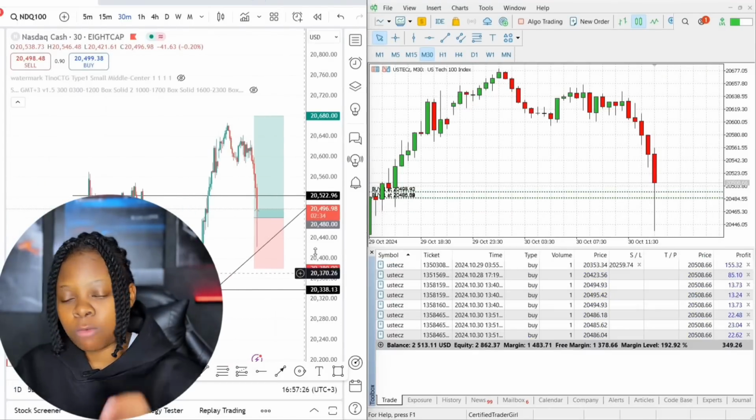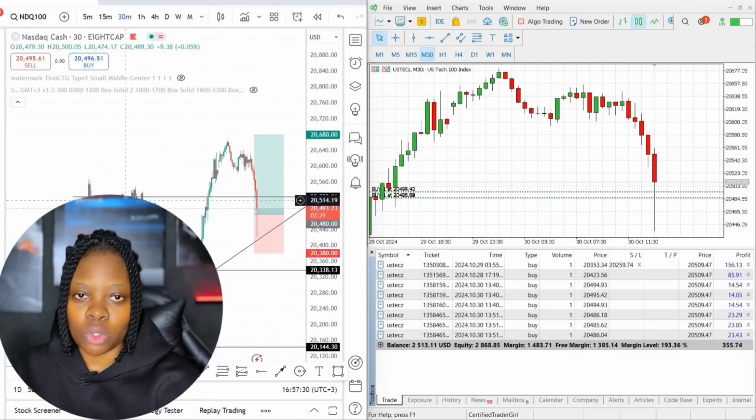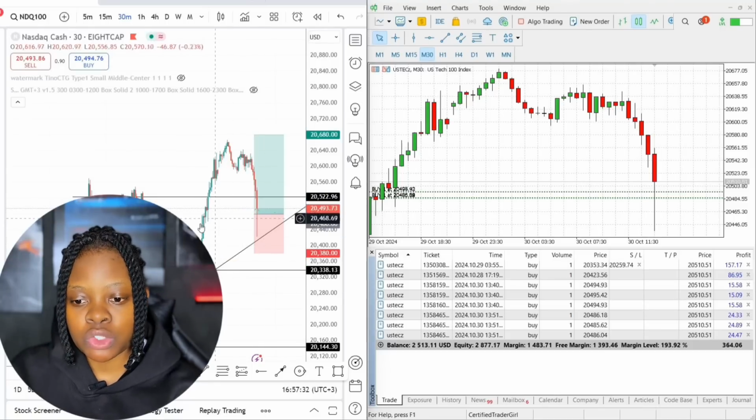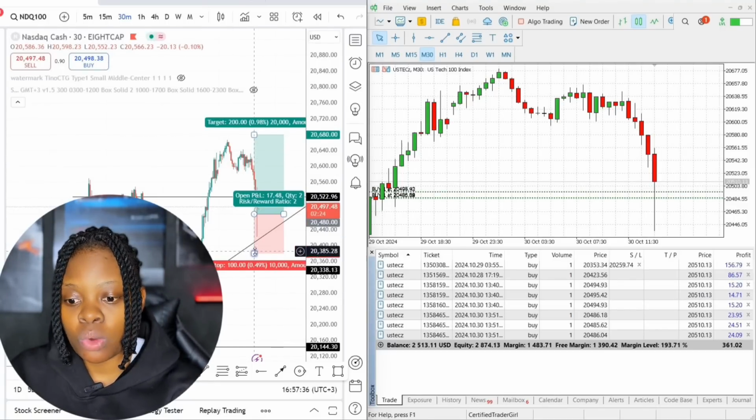We are going to be targeting 40 pips, our first take profit, and at least 100 pips before we think of closing our trades and putting our stop loss into entry. But I'm actually targeting the highs on Nasdaq. I want Nasdaq to go and break out of the highs.